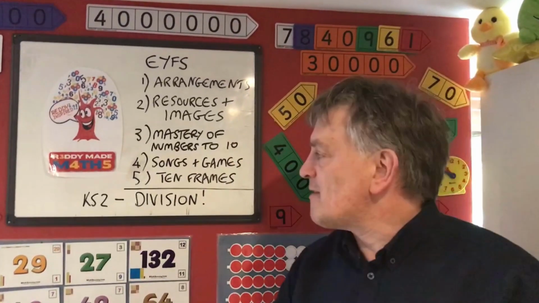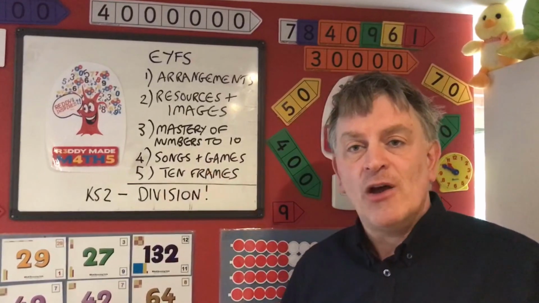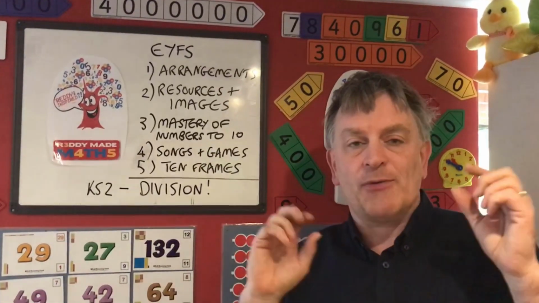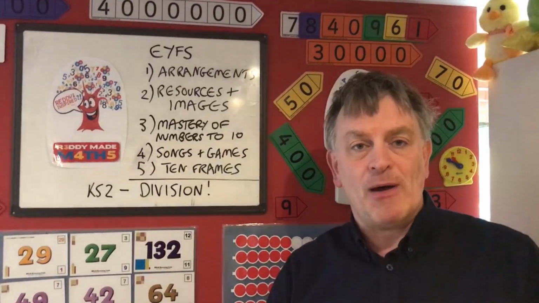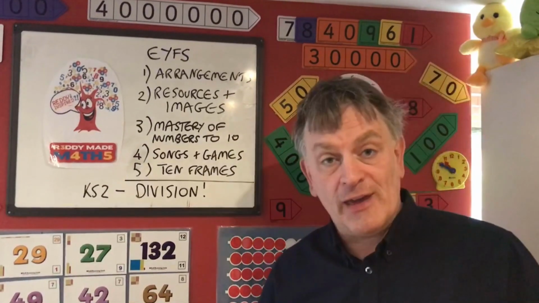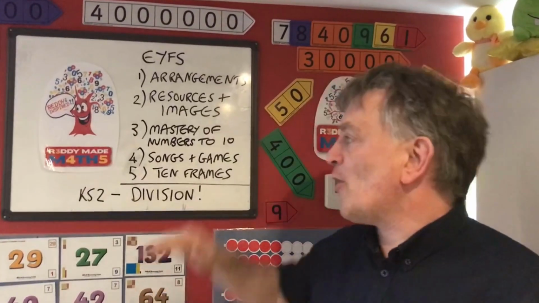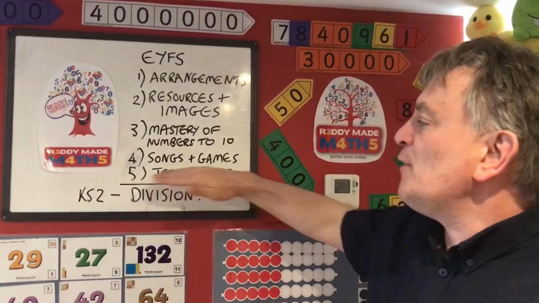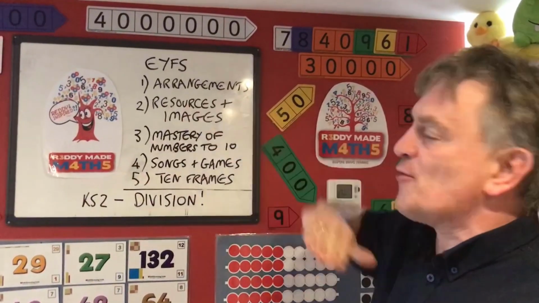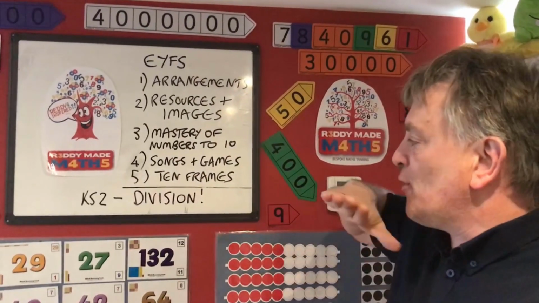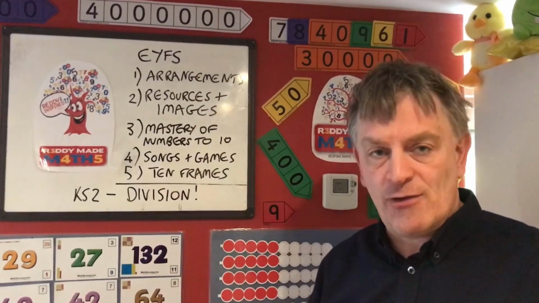Thirdly, that links us into mastery of numbers to 10. Rather than going all the way to 20 and beyond, really looking at small numbers and how to master them and really be able to talk about them and understand them. Fourthly, we're going to have some songs and games, as always, that are going to support all of these previous 3 elements. And I've put this one separately, even though it does fit into resources and images and arrangement and mastery of numbers to 10. I'm going to focus specifically on the use of tens frames.